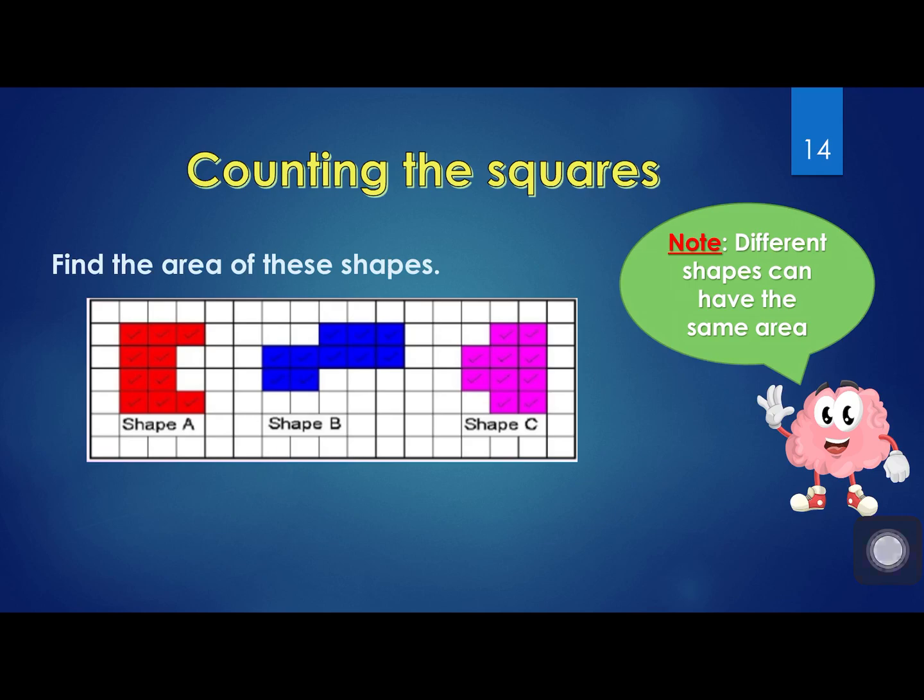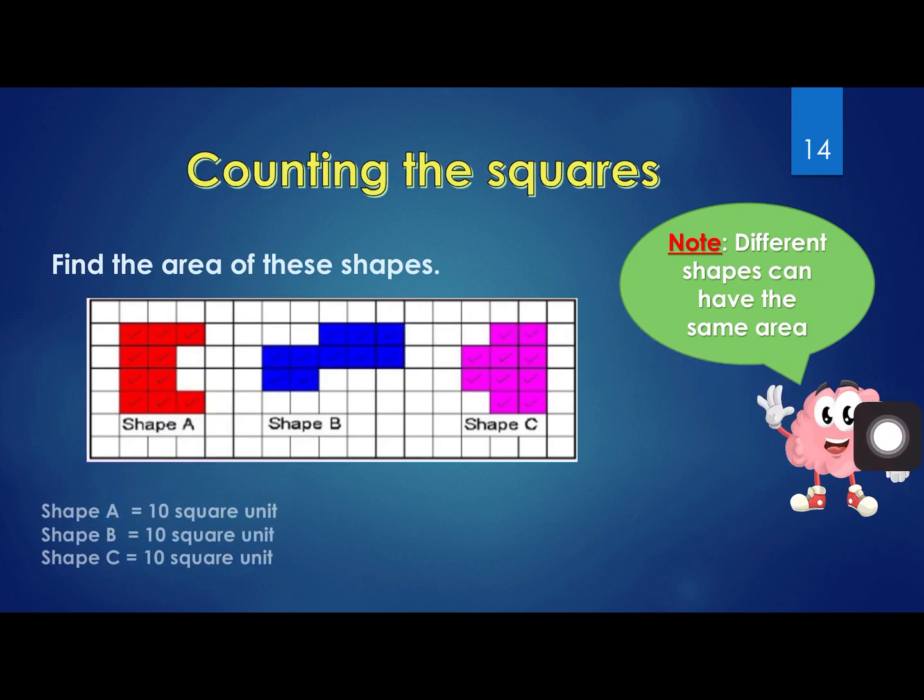All right, so now that you've unpaused the video, we'll go ahead and see if you are correct. Let's do one together first. Shape A looks like it's got 1, 2, 3, 4, 5, 6, 7, 8, 9, 10. So you should have counted all of the squares inside the shape and ticked them off just like this. All right, so shape A, the area is 10 square units.